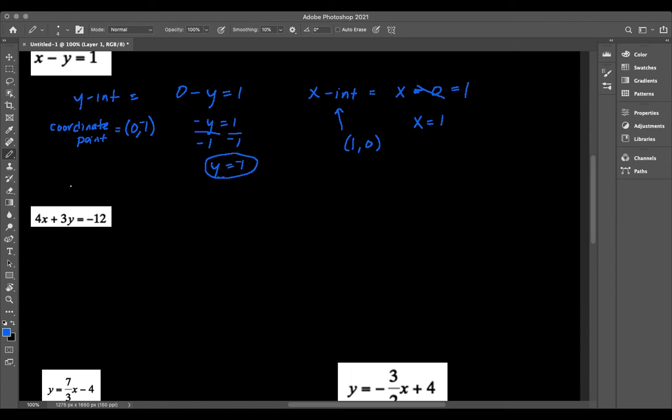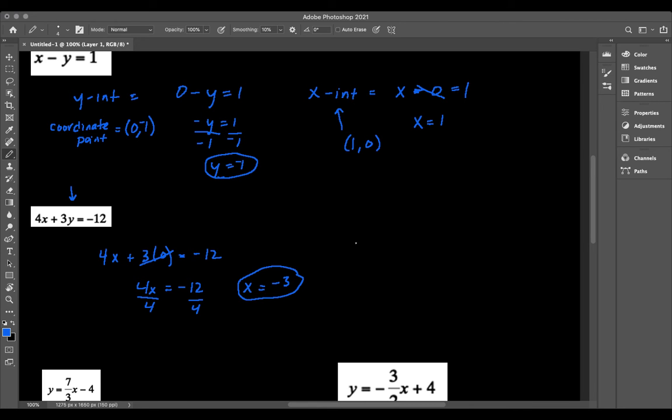I'm going to plug in a 0 for y here. Okay, so I'm going to do 4x plus 3 times 0 equals negative 12. Okay, so from here, this cancels. So we have 4x equals negative 12. Okay, this is pretty easy. Divide by 4, divide by 4. x equals negative 3. Okay, done.